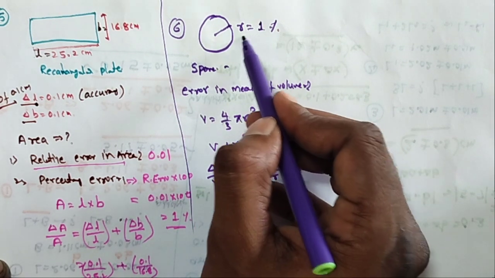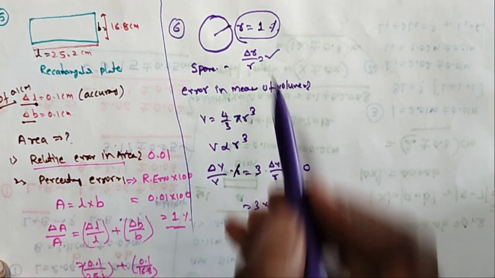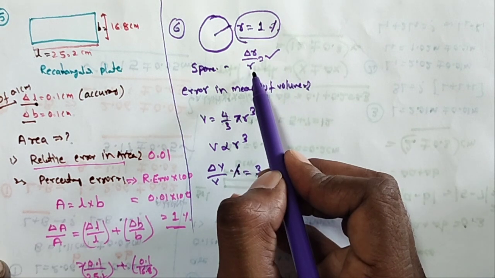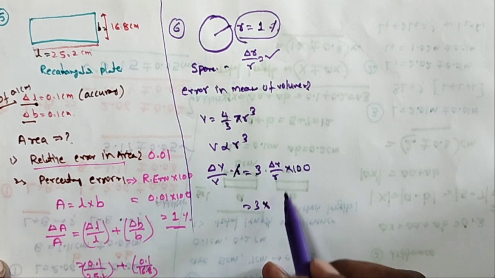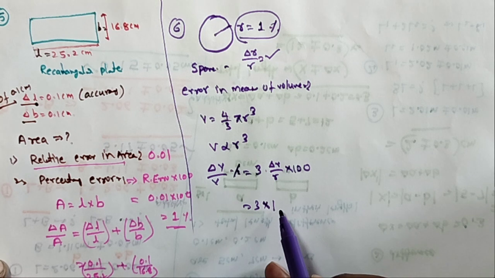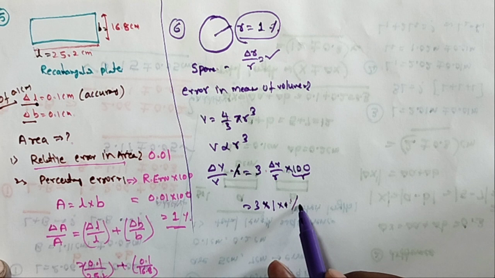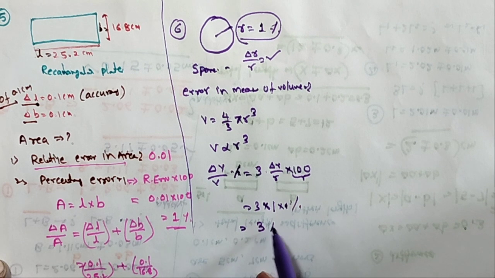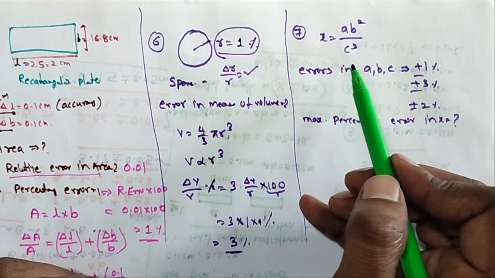Percentage is given, which means delta r by r is given. If 1%, 2%, 3% is given, you can directly take delta r by r. So what is the delta r by r? The delta r by r is equal to 1, so 1 into 100, where 100 means I am taking the percentage. So that is 3 into 1, 3%. Next, one value is measured in an experiment, the quantities A, B, C.